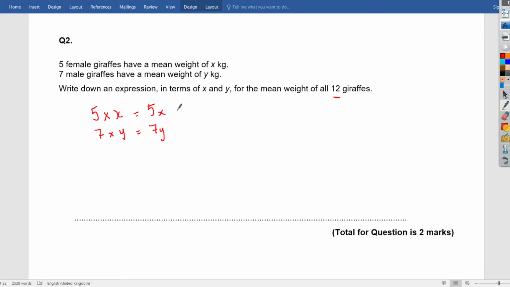Now if I want the mean, the average of one of the giraffes, I'm going to call it G for giraffe. If I want the average of the giraffe, that's going to be add all this together. So the way we find the mean is the total weight of all 12 giraffes, which is going to be 5x plus 7y, and then we're going to divide that by how many giraffes there are, which is 12. So there we go, the average weight of a giraffe is 5x plus 7y shared by 12. Simple.